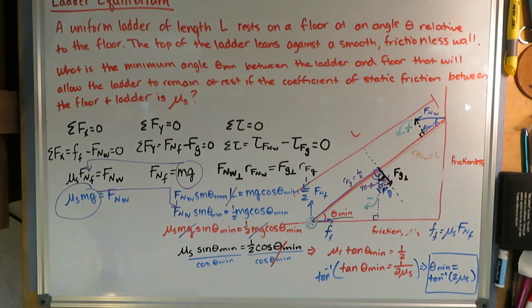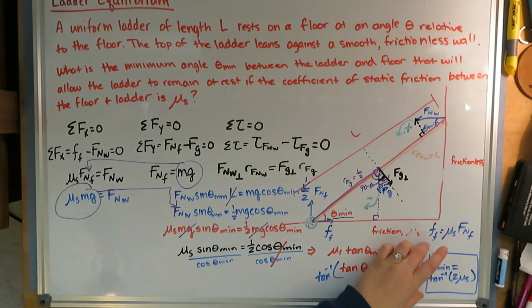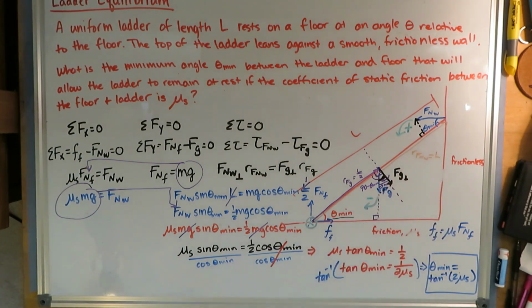So for example, let's grab my calculator right here. Let's assume that our coefficient of friction was 0.5, so that's halfway along our one. If I did tan to the minus 1 of 1 over 2 times 0.5, that would be 45 degrees, which the math people would probably figure out. So that would be a 45-degree angle if my mu s was 0.5.